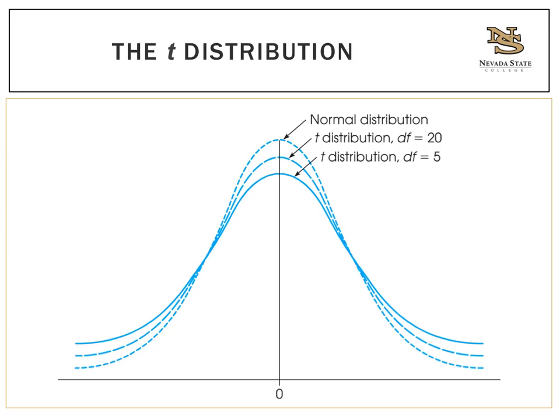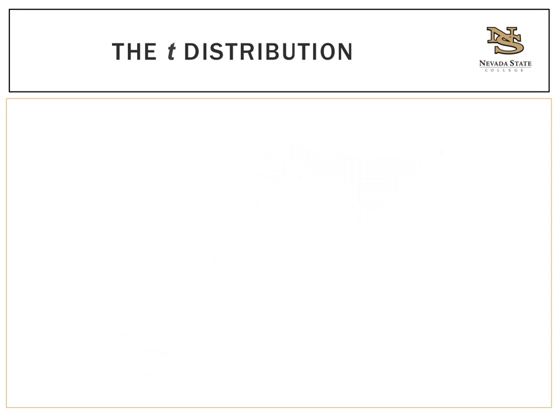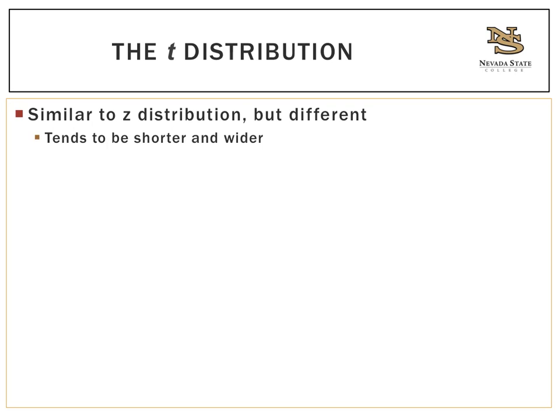Okay, so you don't have to worry too much about trying to find the critical region on an actual distribution. Just like you did with the Z distribution, you will be using a table. So this time it won't be a unit normal table, it will be a specific table just for the T-statistic. So like I said, this is very similar to your Z distribution, but different. It tends to be a little bit shorter and a little bit wider.